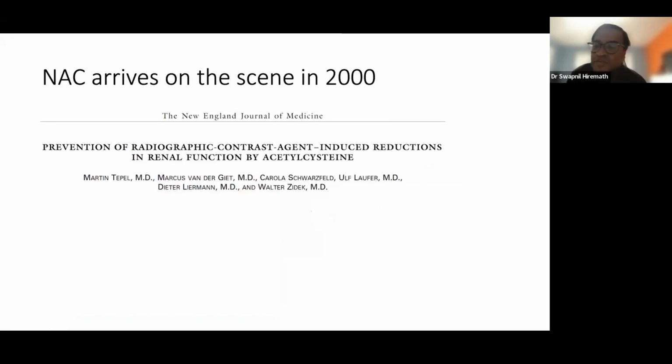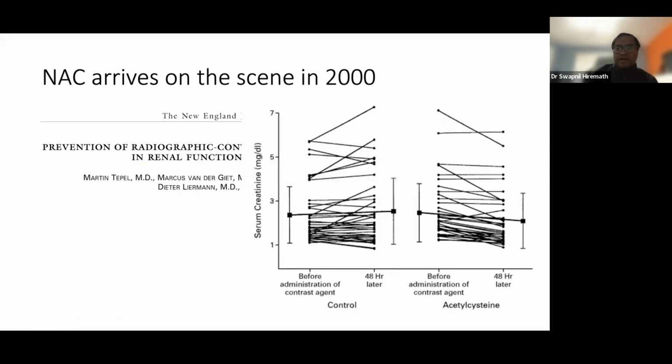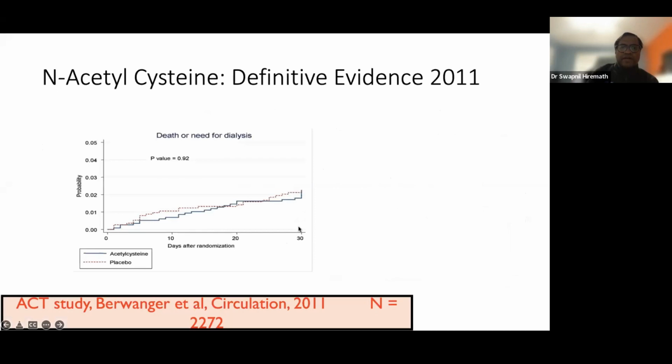Now why did we use it in contrast? This was a small trial published in the New England Journal, which showed that with contrast there was less AKI. On the left you can see all these patients whose creatinine went up, but among those who got N-acetylcysteine, very few people got a rise in creatinine. So it became very popular to use N-acetylcysteine. But if you look at the definitive evidence, about 10 years later, this was a large trial done in Brazil with 2,300 patients. It showed that in patients with intermediate risk undergoing coronary angiography, if you looked at the risk of death or need for dialysis, there was no difference at all.